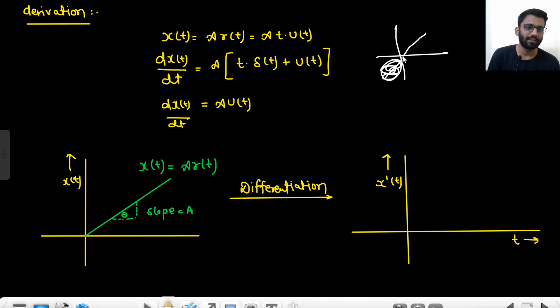This part will be gone. Only this part will be left. This part will be gone to 0. So A into t into u(t) I have written. Okay. Now I will differentiate it.